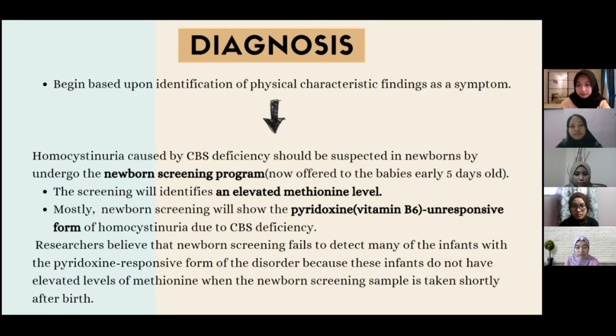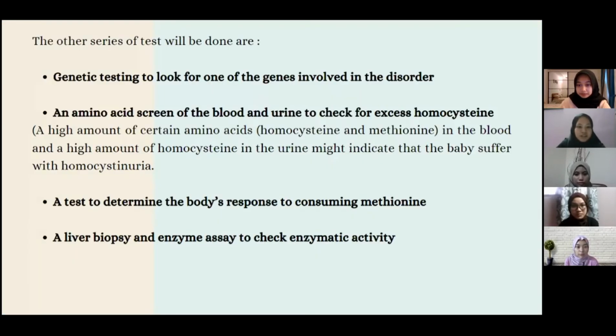Next. The other series of tests that can be done are genetic testing to look for one of the genes involved in the disorder, and an amino acid screen of the blood and urine to check for excess homocysteine. A high amount of certain amino acids, which are homocysteine and methionine, in the blood and a high amount of homocysteine in the urine might indicate that the baby suffers from homocystinuria.